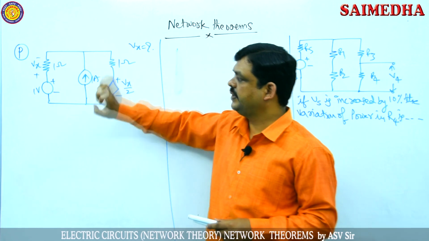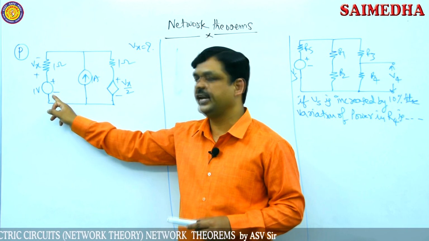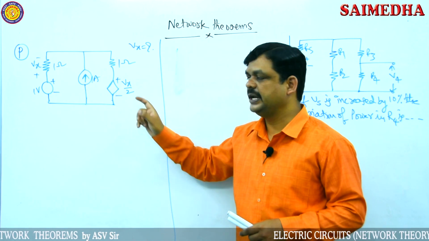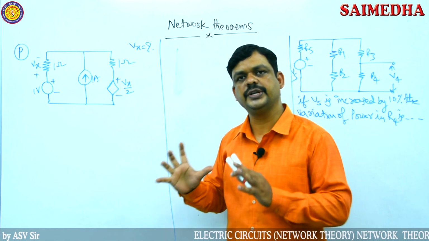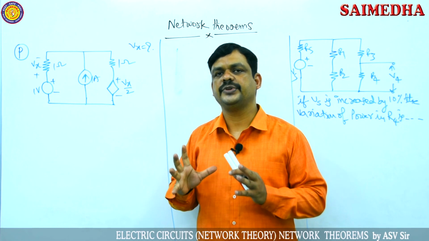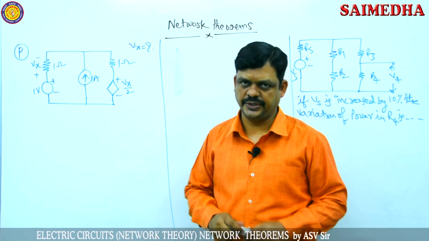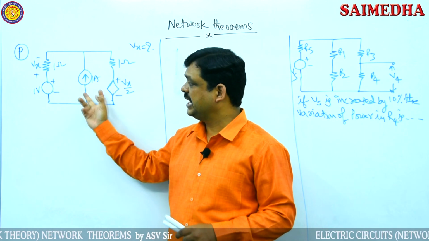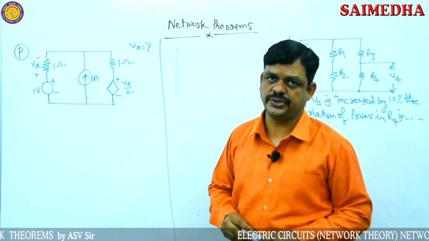Here this network is connected with two independent sources. One is a voltage source, another is a current source, and there is also a dependent source. Now we have to discuss how to apply the superposition theorem with the dependent source representation, if the network consists of a minimum of one independent source. Here it is connected with two independent sources.